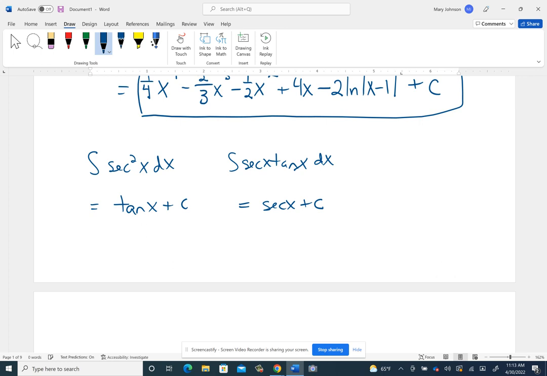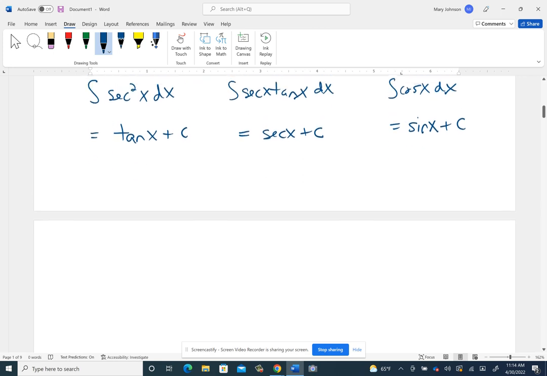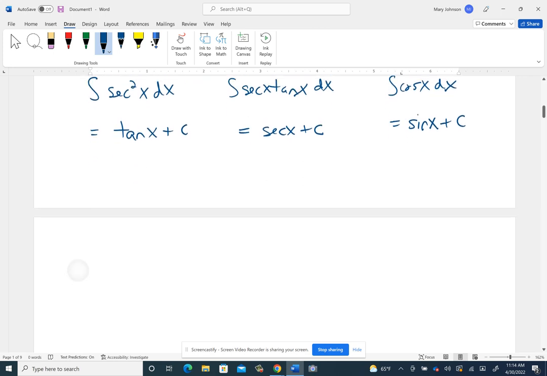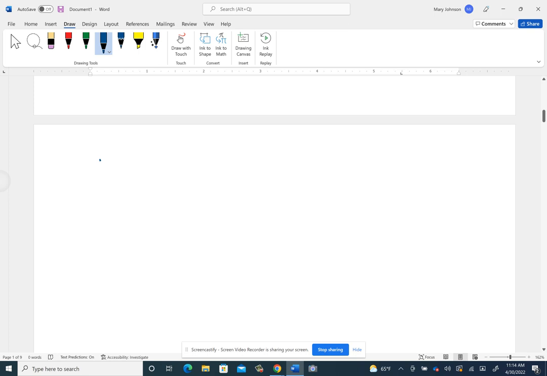Right? Or like if we're trying to integrate cosine x, right? That had to come from sine x, and I want it just to be sine x, not negative, because the derivative of sine is positive cosine x. Okay, so those are some of the trig functions we've already been differentiating. But what if we wanted to, or integrating, I should have said, but what if we wanted to integrate not secant squared x, but just secant x or tangent x or something like that?